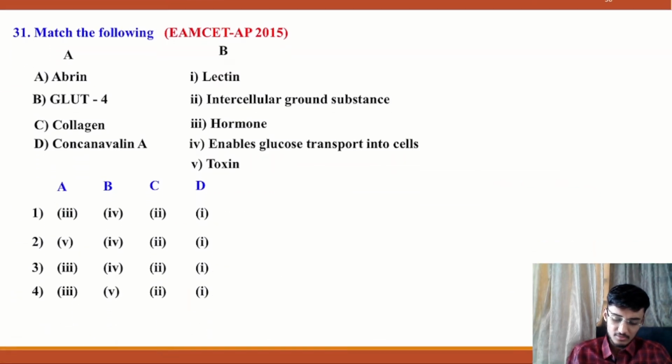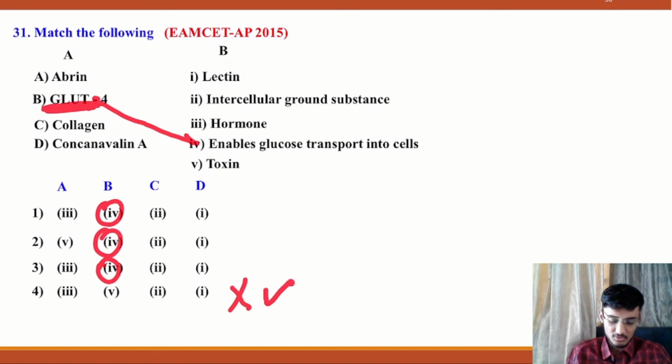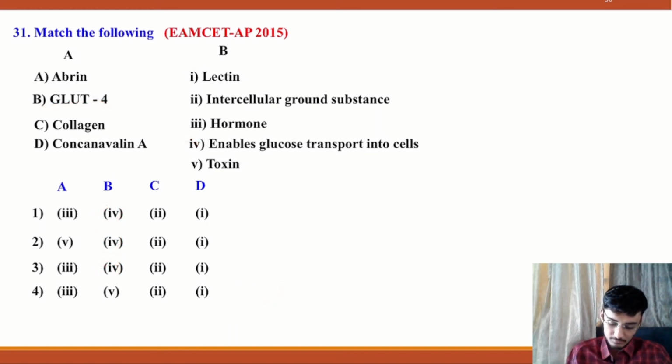Now question 31. Match the following: heparin, glutamine 4, collagen, concanavalin associated with lectins. Sometimes the elimination method is useful for the NEET examination. Elimination method means a negative method, which is helpful for getting a high score in the NEET examination. Glutamine 4 is called the glucose transporter. So B contains 4. That's why the elimination method is also useful. So 4 is removed here.